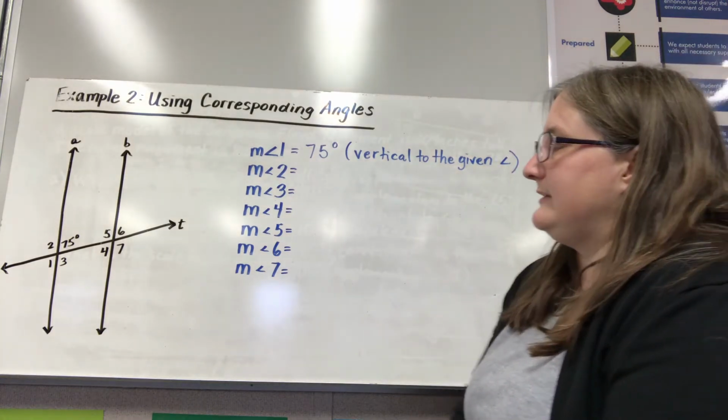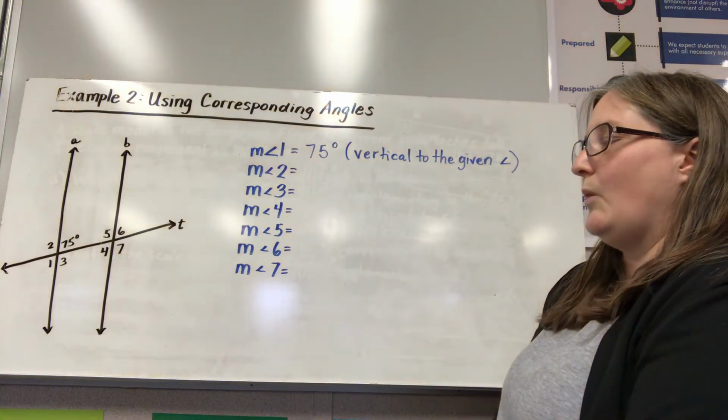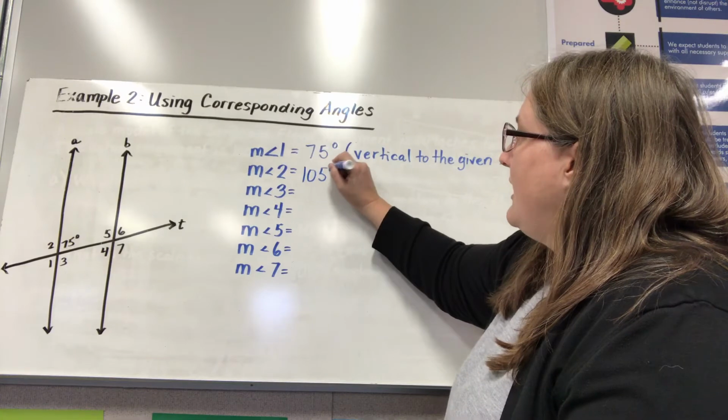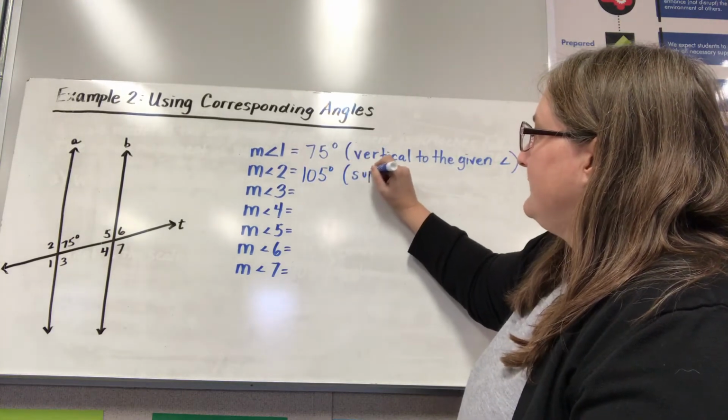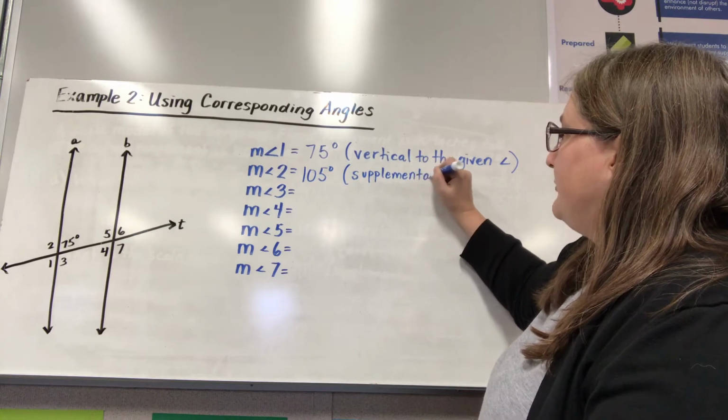Angle 2 is actually a supplementary angle to that 75 degrees. So 180 minus 75 leaves me with 105 degrees. I know that because angle 2 was supplementary to the given angle. The two of them added up to 180.